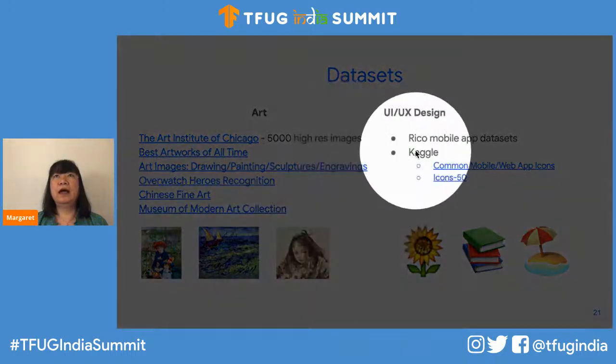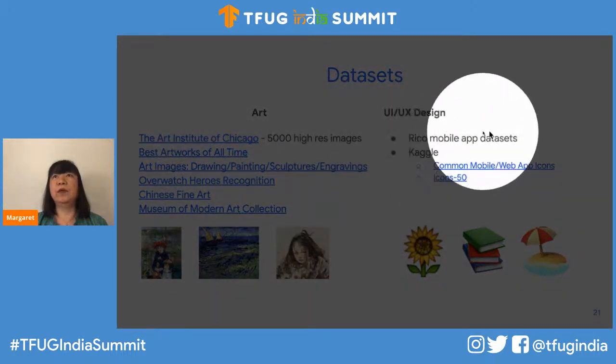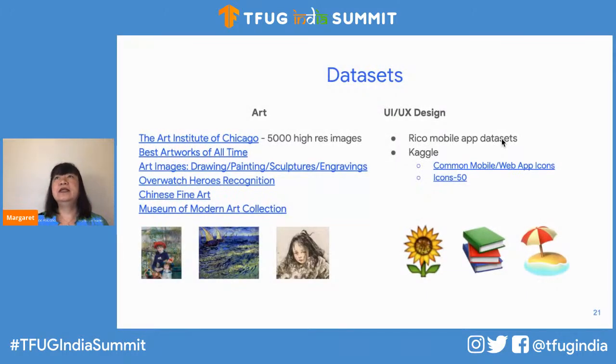And for UI and UX design, I included this Rico mobile app dataset. You can check it out. The dataset has UI sketches, not only the UI design, but also the annotation for object detection as well as segmentation. So, you know, that kind of data for UI and UX design is kind of hard to come by. And as you look at this particular data set, you can also read their research paper to see some of the problems that they try to solve of automatically generating UI designs.